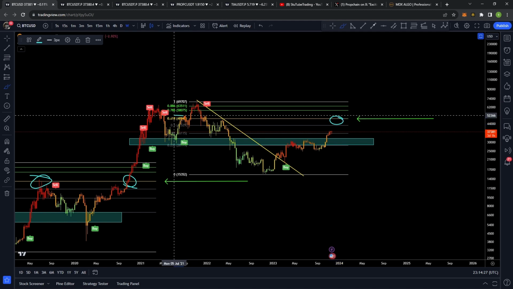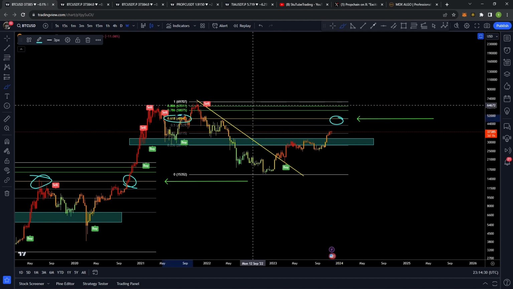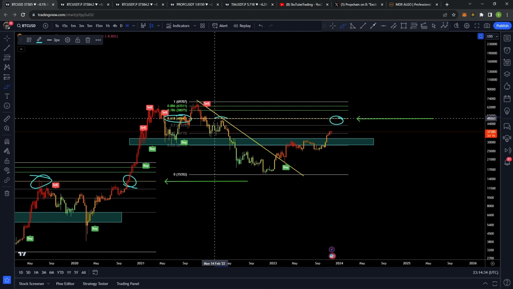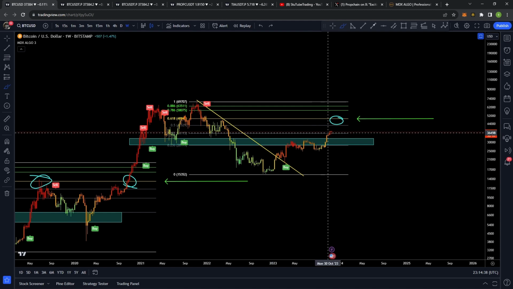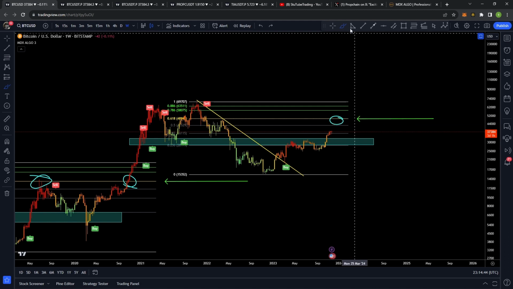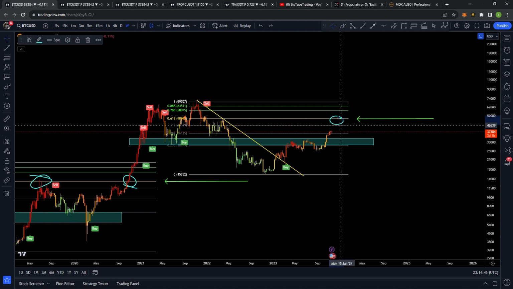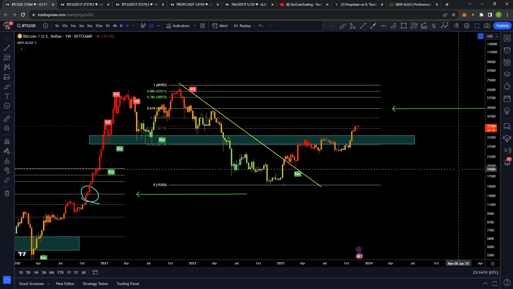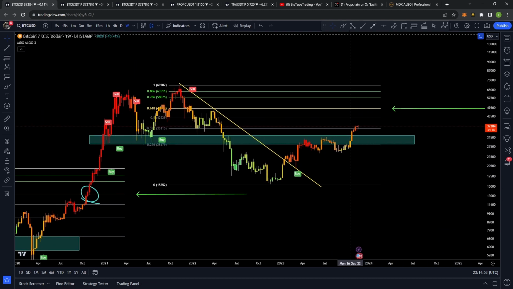I really do think we're going to see a harsh rejection at this level when we get there. Not only is it the 618 Fibonacci level, but it also lines up with some nice structure back here in the charts. And we're getting close to that January date, so it would make a lot of sense. I don't think it would take much at all for Bitcoin to target these higher levels within the next couple of months. Again, anything can happen.